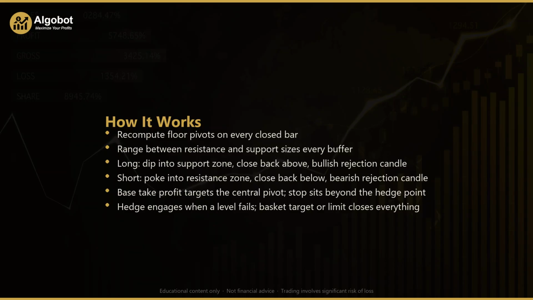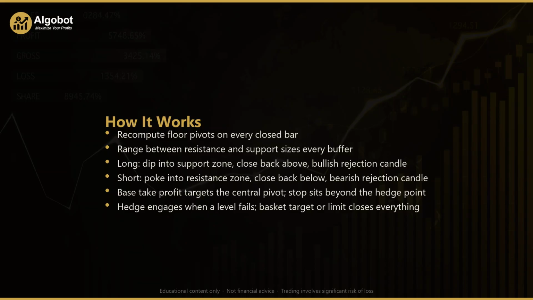That hedge is the next piece. While a base trade is open, if price travels a set fraction of the range beyond the rejected level, the strategy concludes the level has failed and opens an opposite market leg. Now both directions are held, a locked hedge designed to ride the breakout and offset the losing base leg.